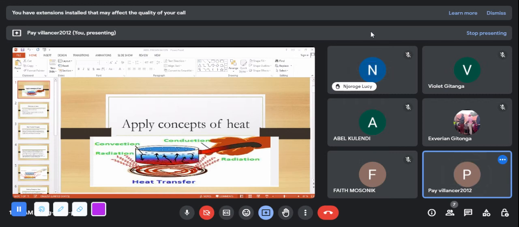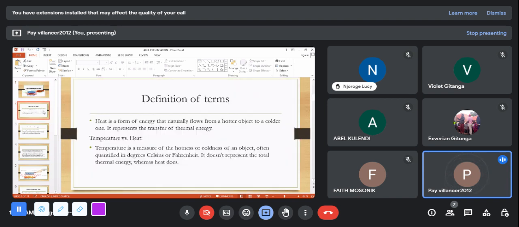And the particular area that we are going to deal with is applying the concepts of heat. And I'll just start my presentation right away with the definition of terms. So, can we have one member taking us through the definition of terms? We start with Violet. Definition of terms.